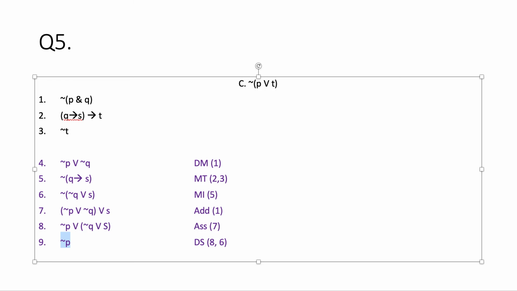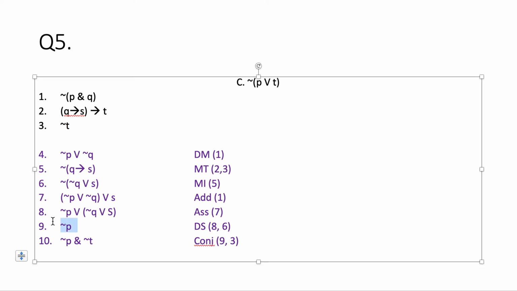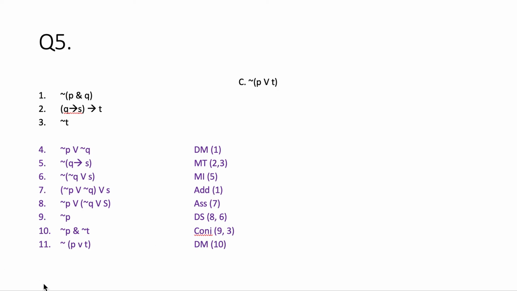Okay, so that's helpful. What can I do now? Well, I'm going to do, pretty simply, a conjunction of what I had on line 3 with what I have on line 9. Put them together, conjunction, 9, 3. Now I'm one step away from my conclusion because I see a conjunction like that and I think I know, because I know De Morgan's law, I know how to turn that into this conclusion, which is the negation of a disjunction. I'm going to use De Morgan's on line 10 to give me not P or T. And that is my conclusion.